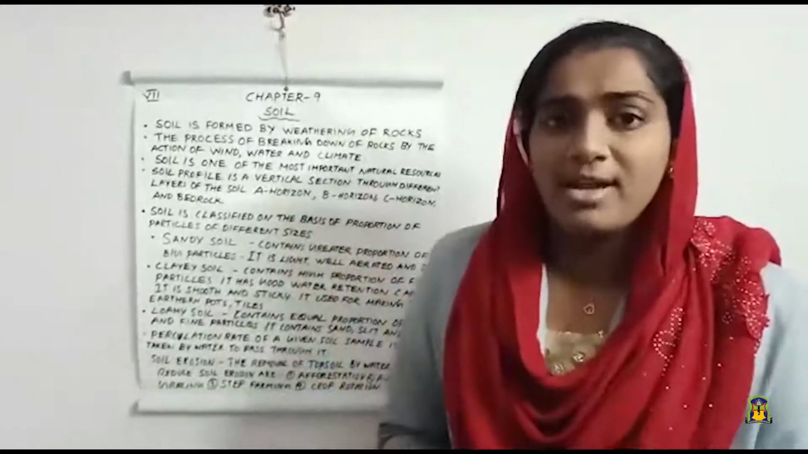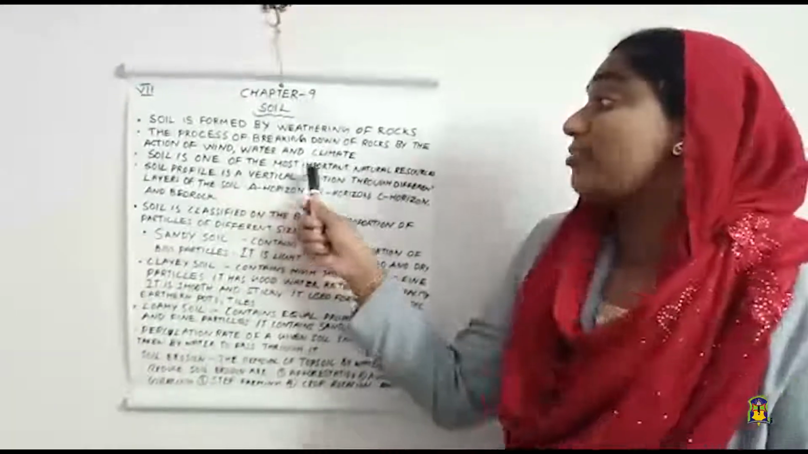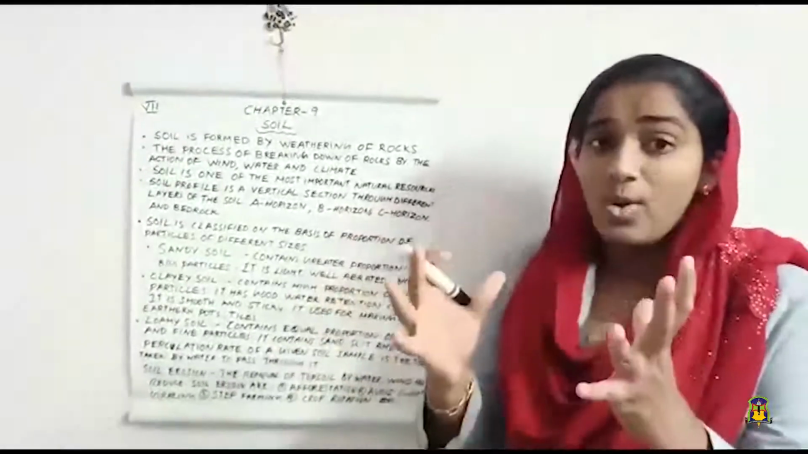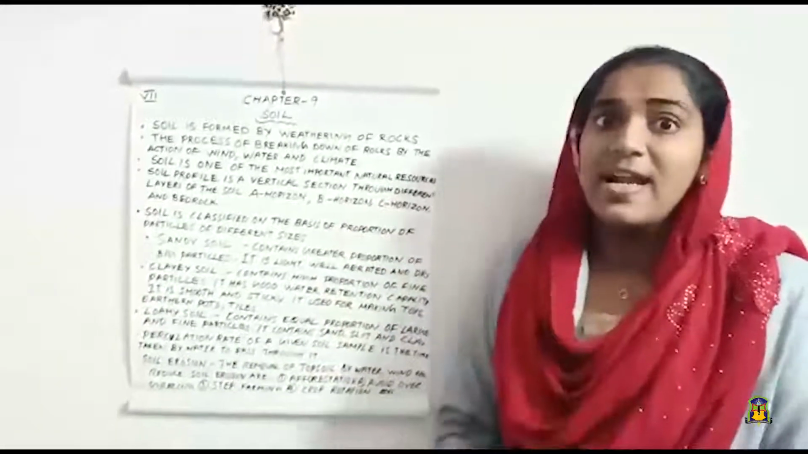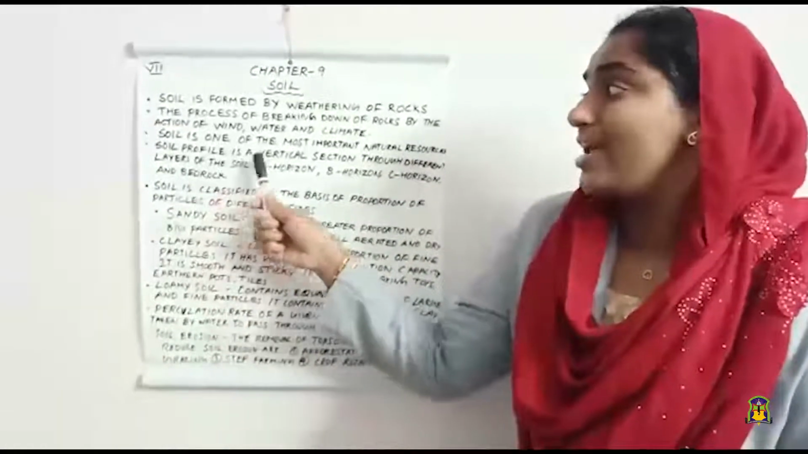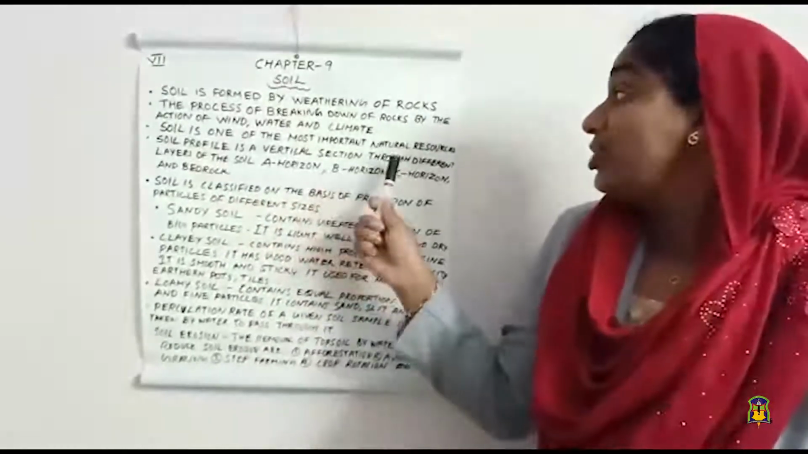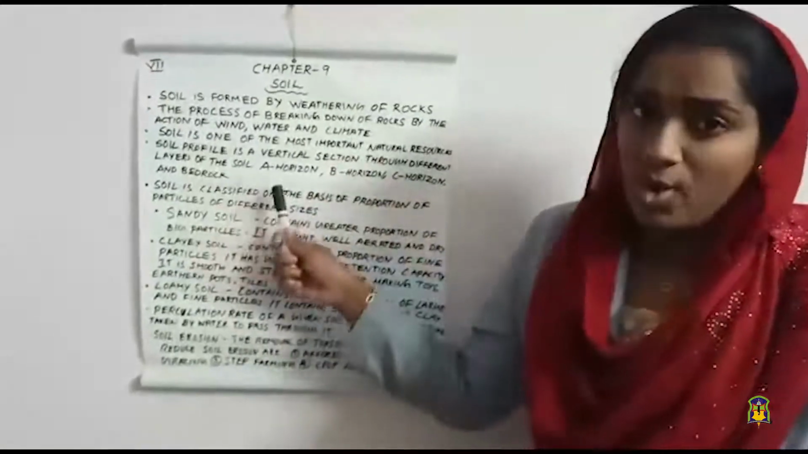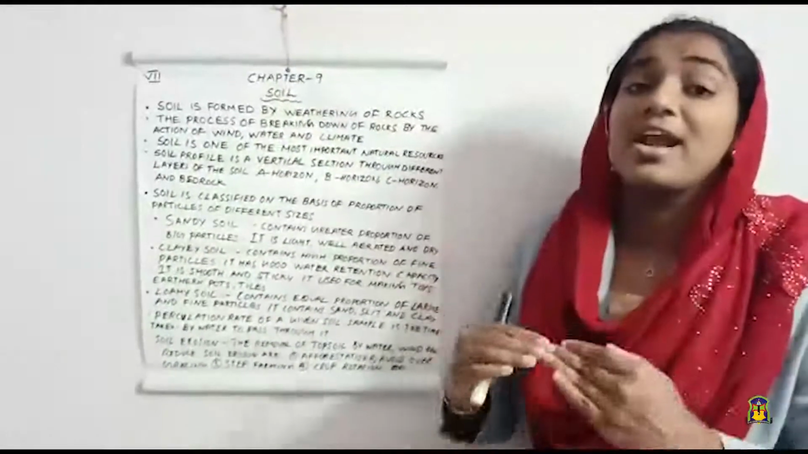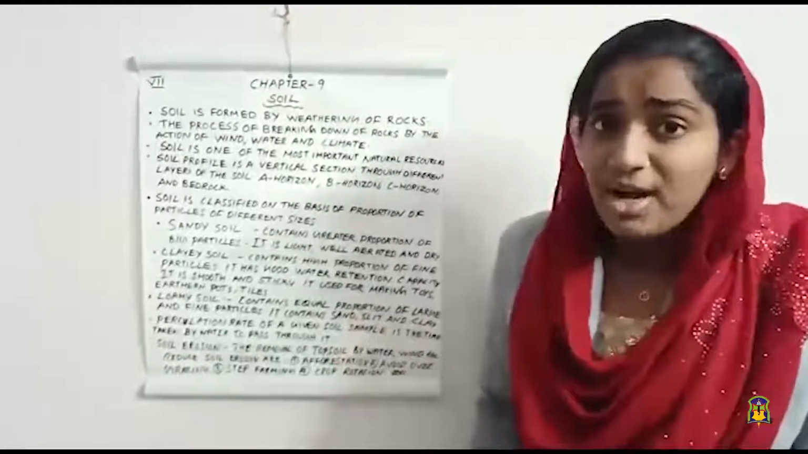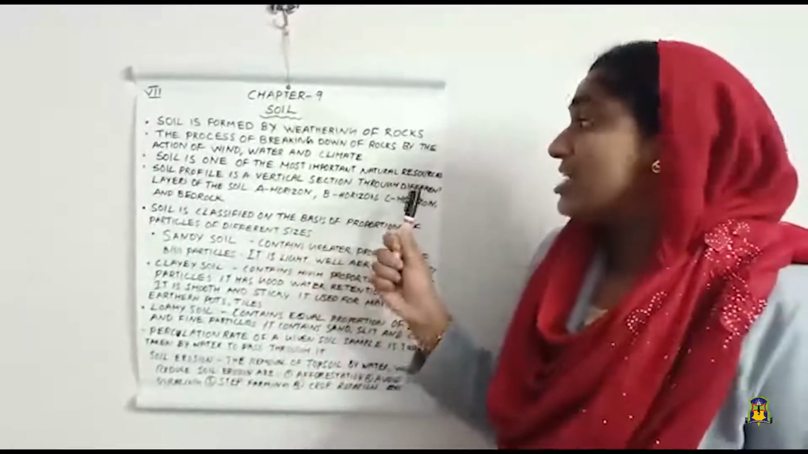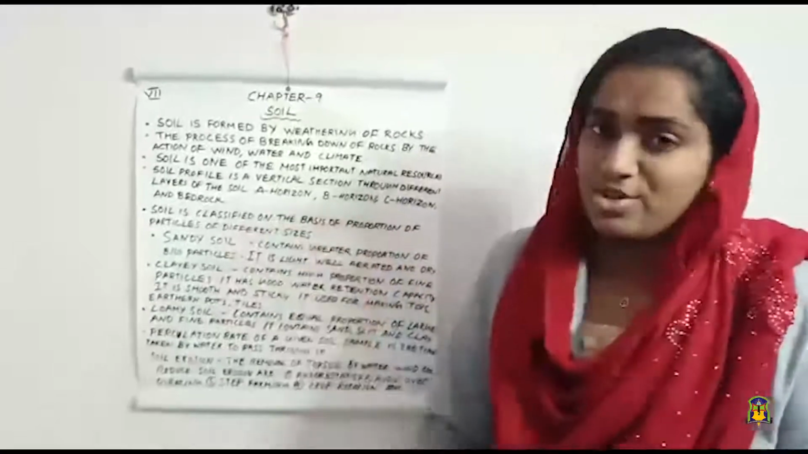After that we discussed soil profile. What is soil profile? We know that soil is one of the most important natural resources. The soil consists of different layers. That is called the soil profile. Soil profile is a vertical section through different layers of the soil. Which are the different layers? We learned A horizon, B horizon, C horizon and bedrock.